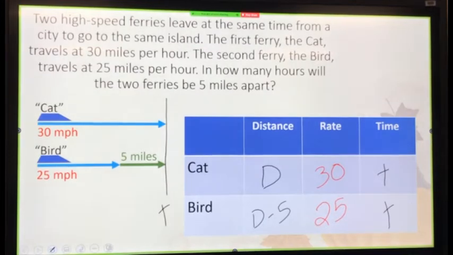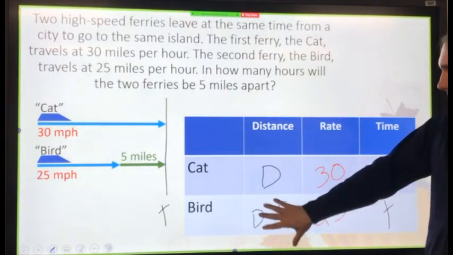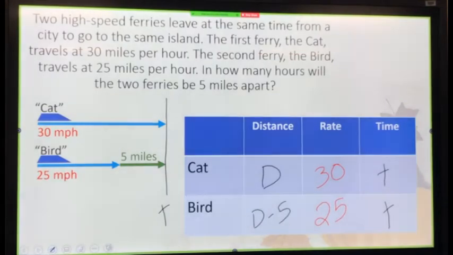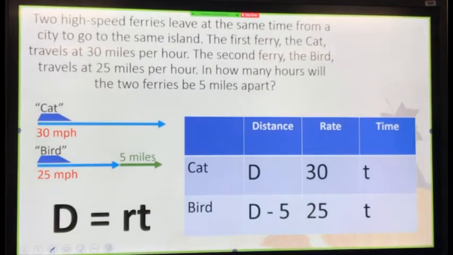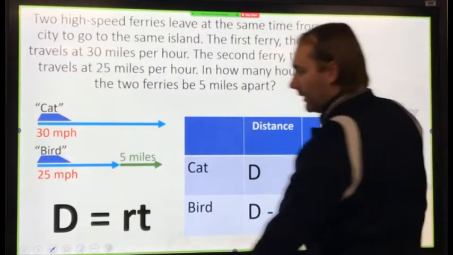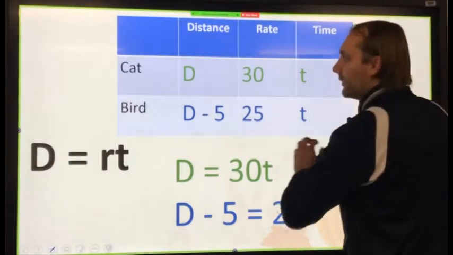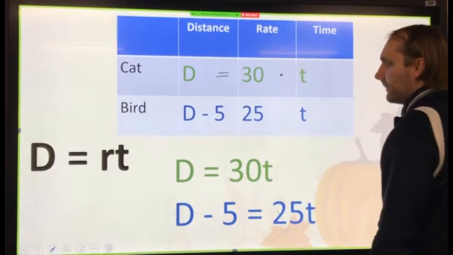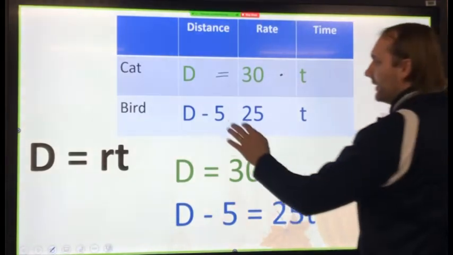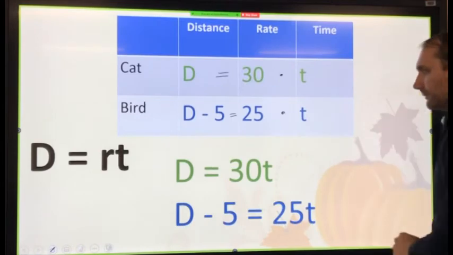So here's my chart filled out. D, 30, T. D minus 5, because at this moment in time it's 5 miles behind, and it's going at 25 miles an hour. Now that I have my table set up, which is always the hard part, I can make my two equations. So using my formula D equals RT, my first one is D equals 30T. The second one, D equals RT, so in this case D minus 5 equals 25T.